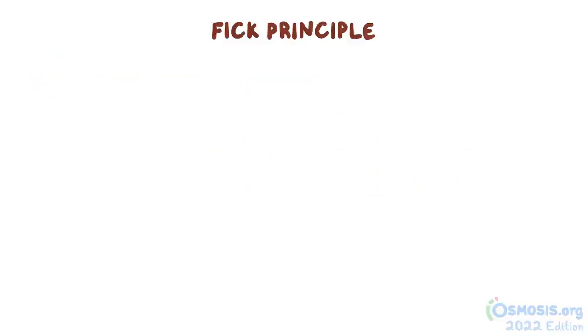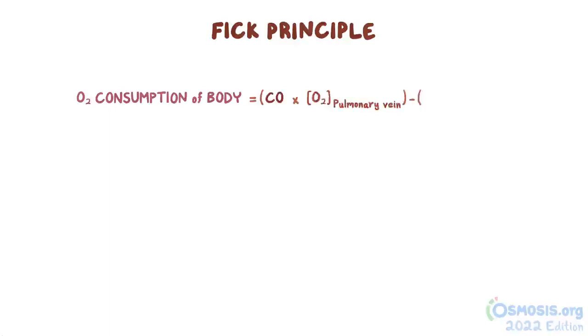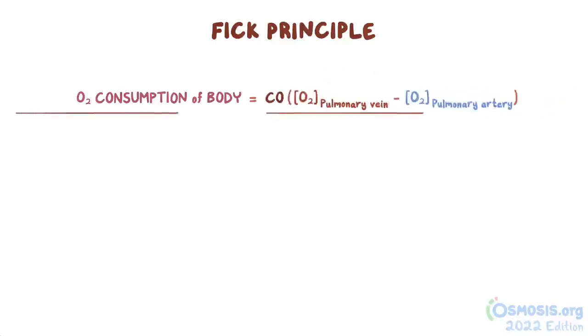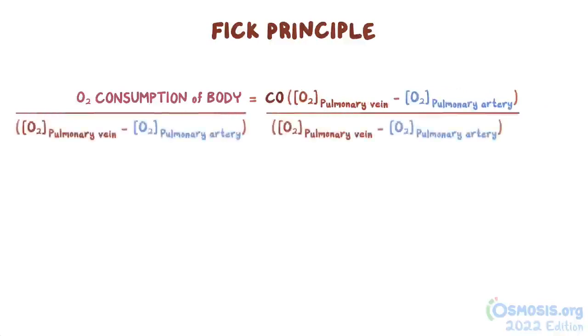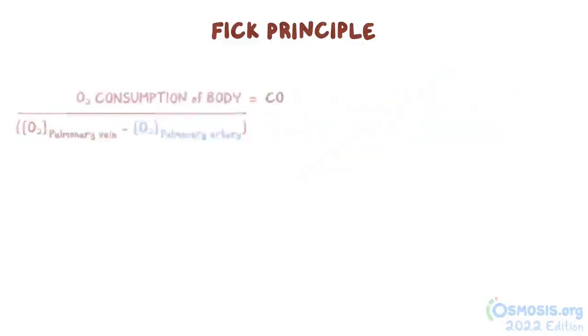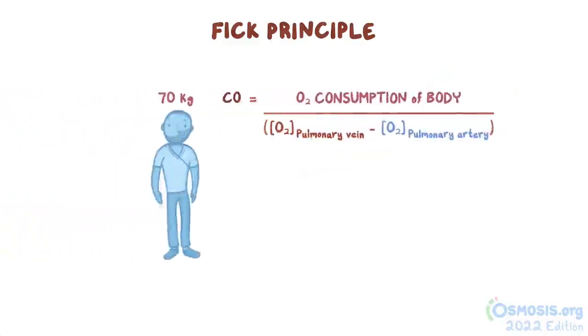Expressing oxygen consumption mathematically, we get oxygen consumption of the body equals cardiac output multiplied by the concentration of oxygen in the pulmonary vein, minus cardiac output multiplied by the concentration of oxygen in the pulmonary artery. Solving for cardiac output, you get cardiac output equals oxygen consumption of the body divided by the oxygen concentration of the pulmonary vein, minus the oxygen concentration of the pulmonary artery. For an average 70 kilogram person, total body oxygen consumption is around 250 milliliters a minute at rest.